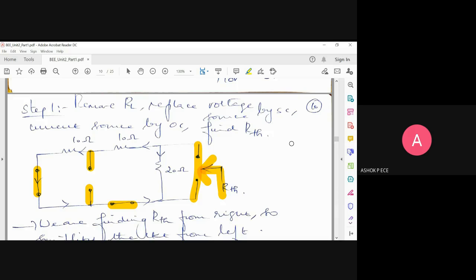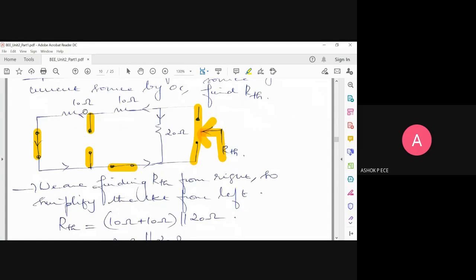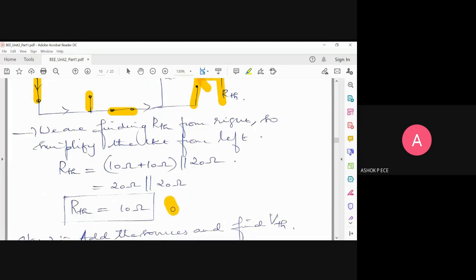Anybody is having doubt how to find RTH? It is very simple here. See here, 10 ohm plus 10 ohm in series, same current is flowing. So resistance in series, and here current is splitting. So this branch and this branch are in parallel. So 10 plus 10 parallel 20, it is 20 parallel 20, it is going to be 10 ohm.